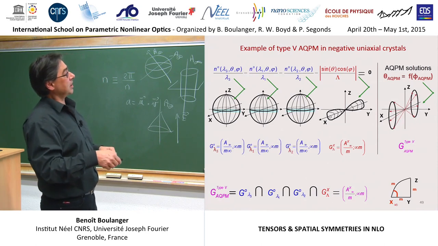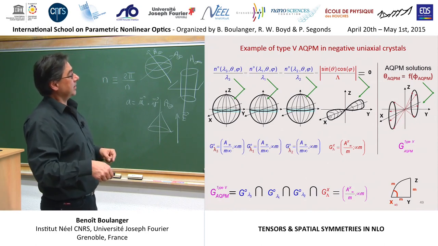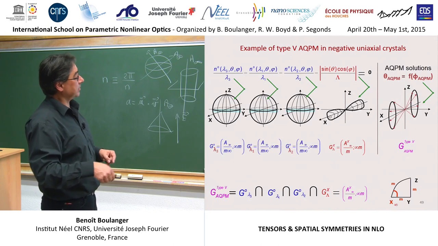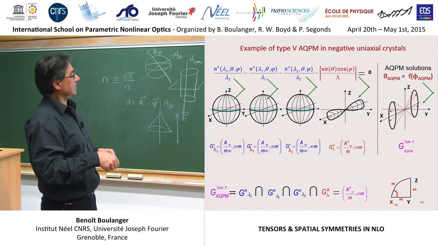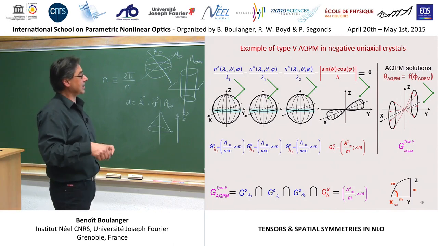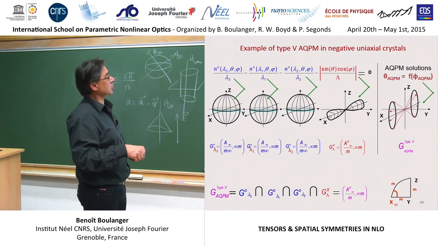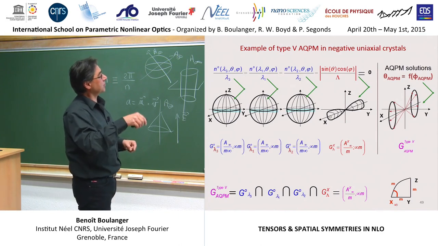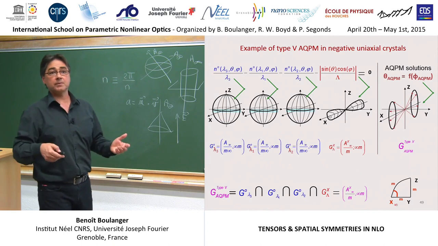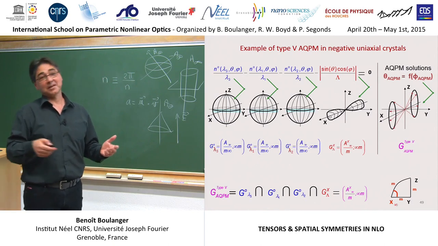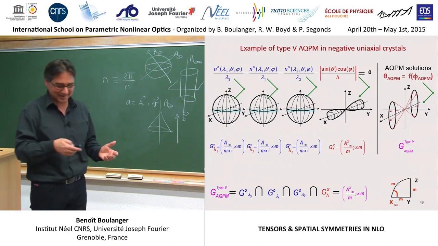And if you look at the symmetry of this, it is the symmetry of the cylinder, and you see that it corresponds exactly to the intersection between these 1, 2, 3, 4 groups. It's marvelous, isn't it?